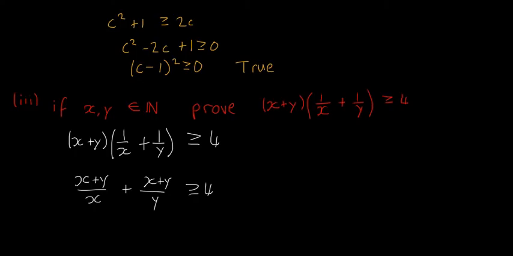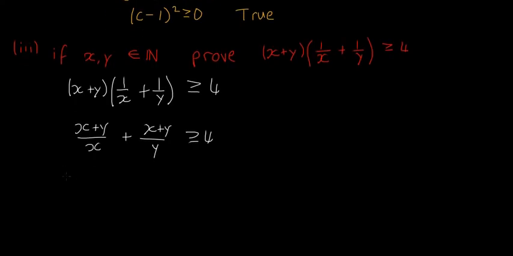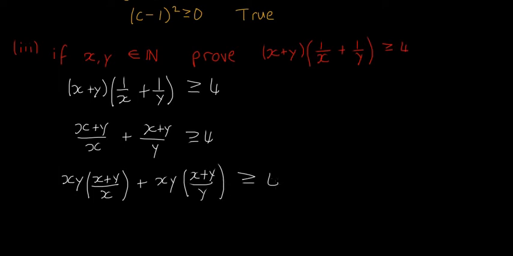All right, so I'll scroll down a little bit more. Multiply everything by xy. So this is going to be xy multiplied by x plus y divided by x, plus xy multiplied by x plus y divided by y, and that's going to be greater than or equal to 4xy. Yeah, so each term is multiplied by xy. So now we can start cancelling things. This x is going to cancel with that x, and this y is going to cancel with that y.